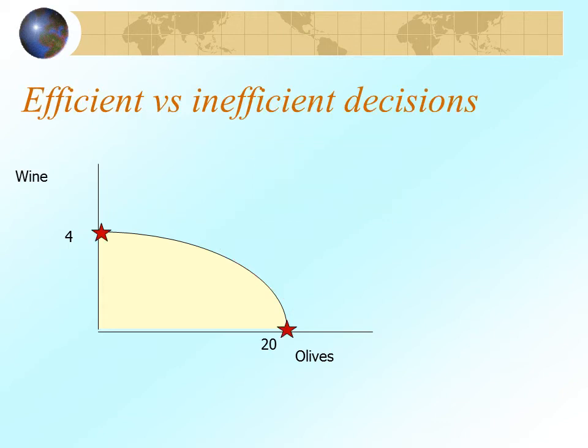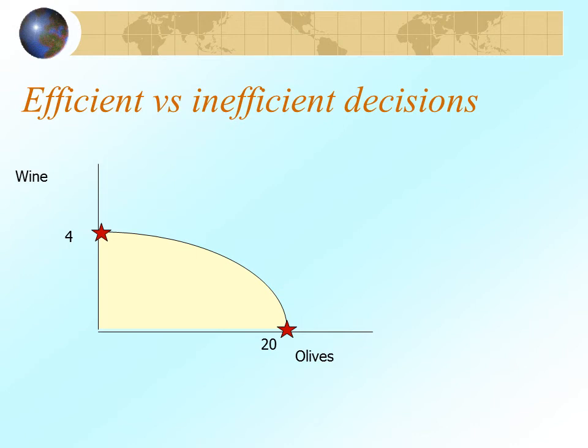Next, let's talk about efficient versus inefficient decisions when looking at production in the economy, or even in your everyday life. It's good to talk about, if you can produce two things and you can't produce both, but a combination of both, what does it mean to be efficient? What's a good decision? So obviously, the two red stars, one is 4 wine and 0 olives, and another is 20 olives and 0 wine.